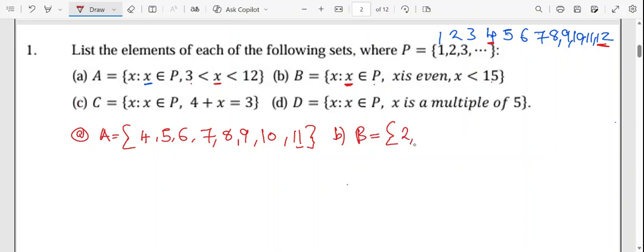We divide 2, we don't get a remainder. Again, the next is what? 4. Good. The next is what? Good. The next is what? 8. Next is what? Good. Next is what? Good. Next is what? Good. That's all. Good.